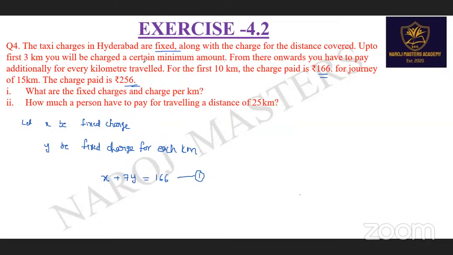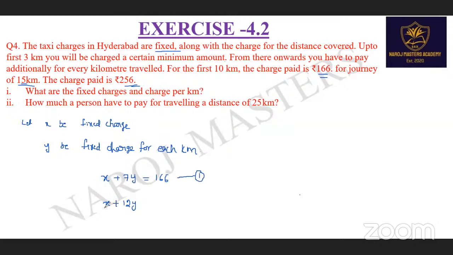What about the next statement? And for the journey of 15 kilometers, the charge paid is 256 rupees. Out of 15, x is the fixed charge for 3 kilometers. So out of 15, 3 gone, it means 12 kilometers. So 12 kilometers, and the charge for each kilometer is y.